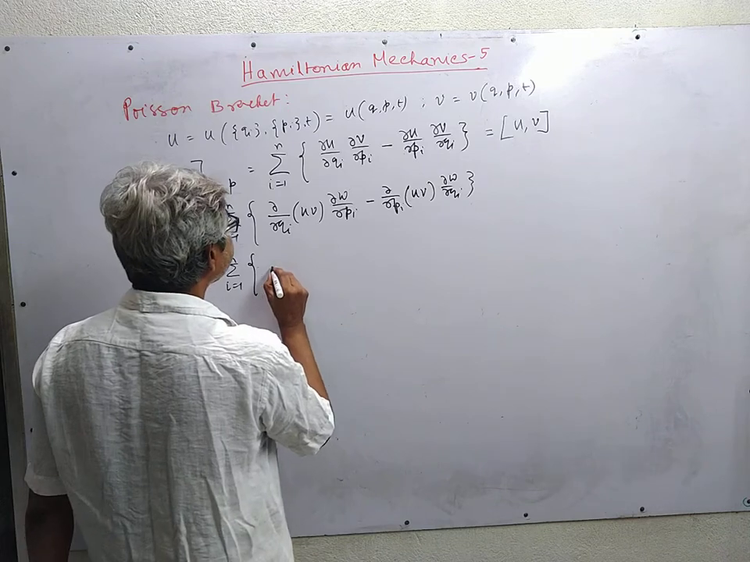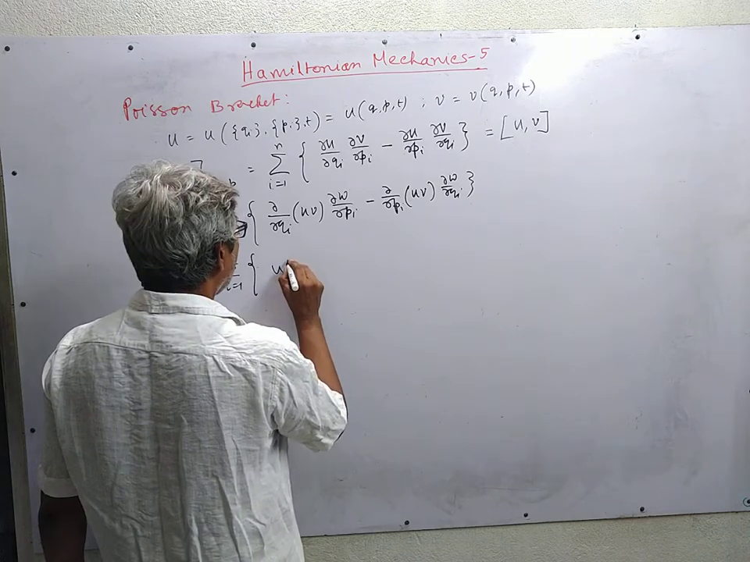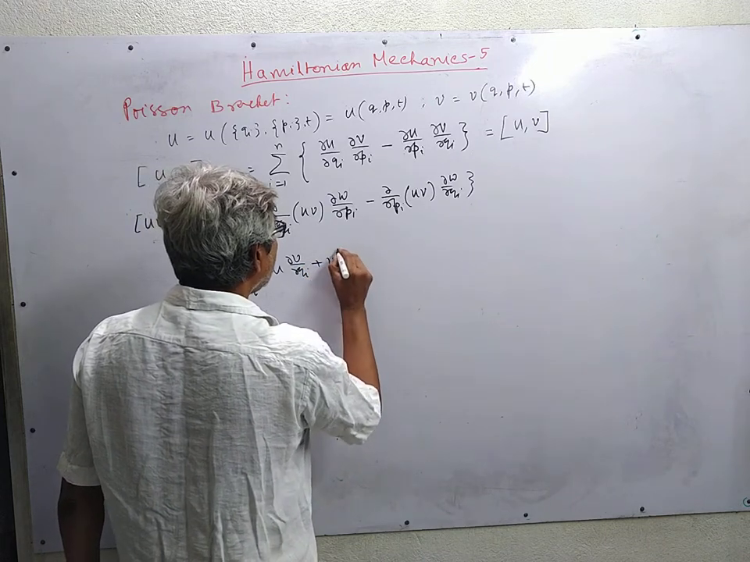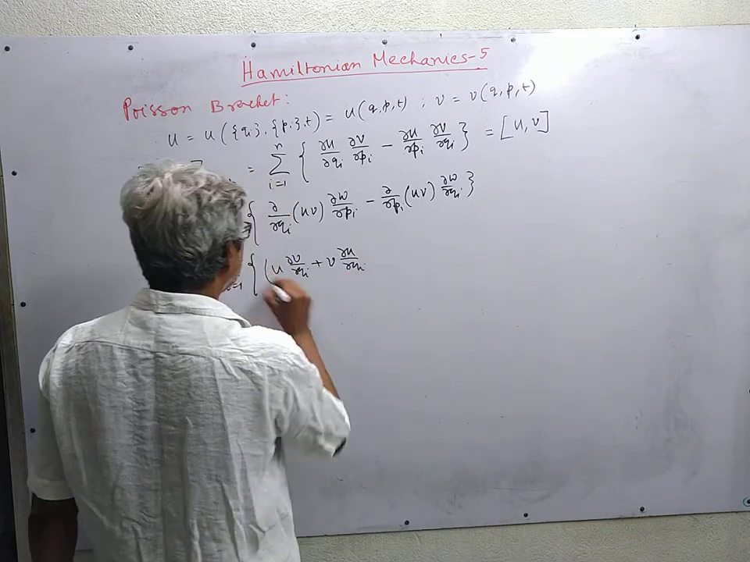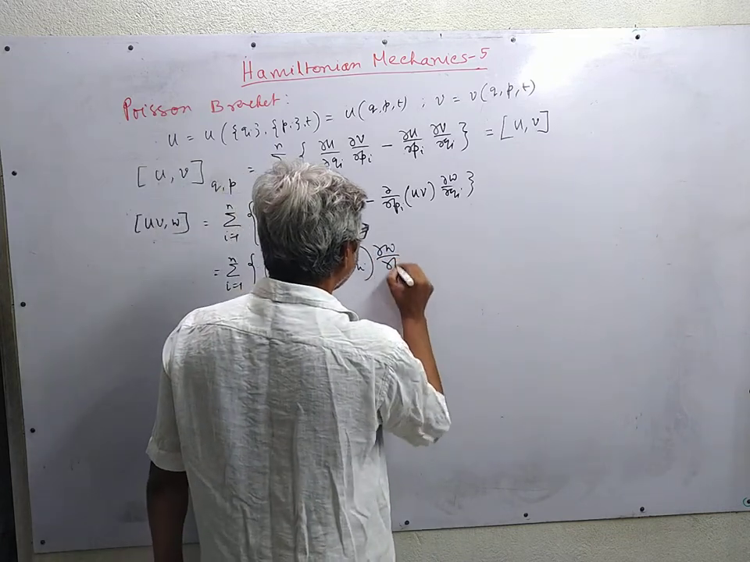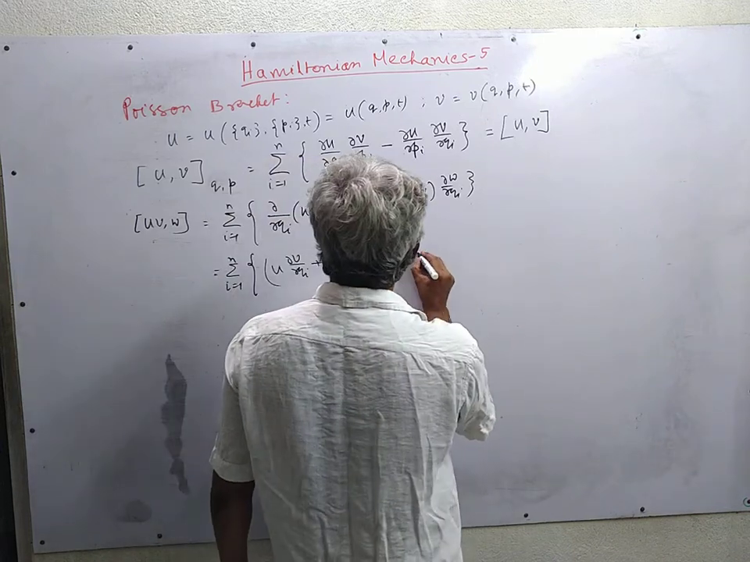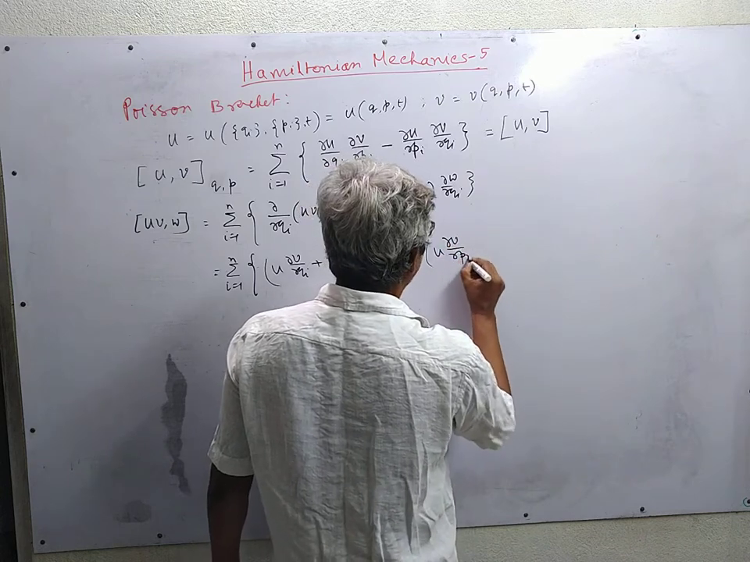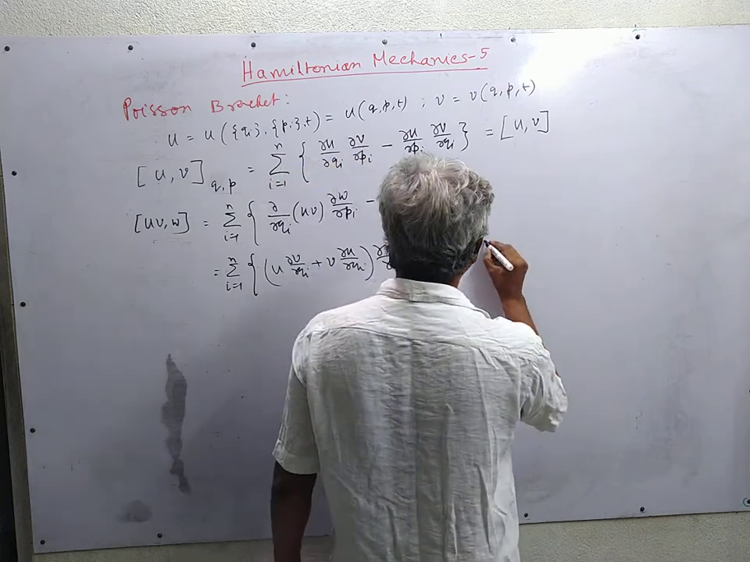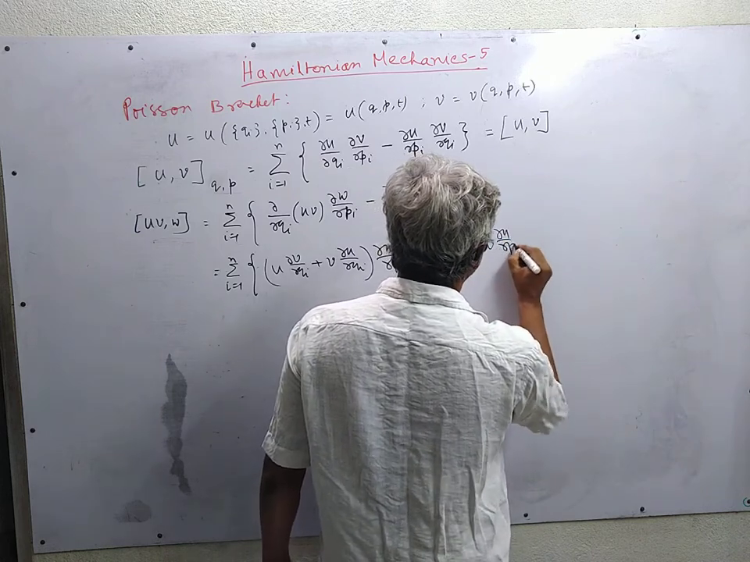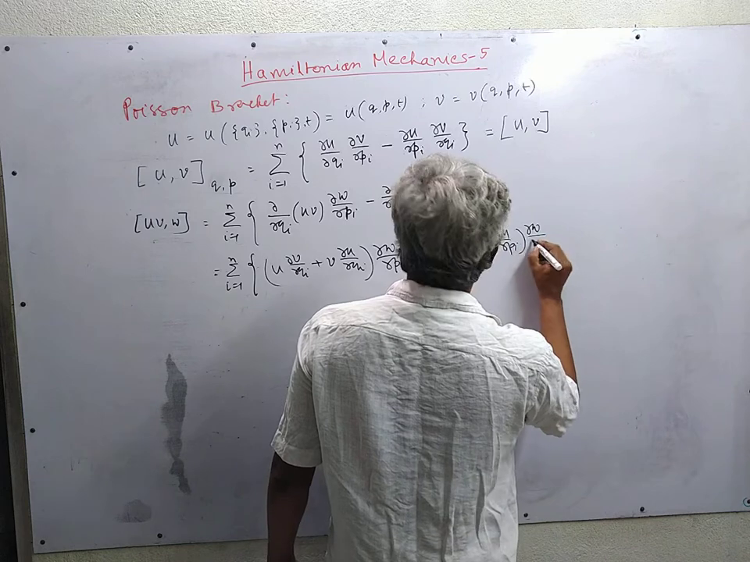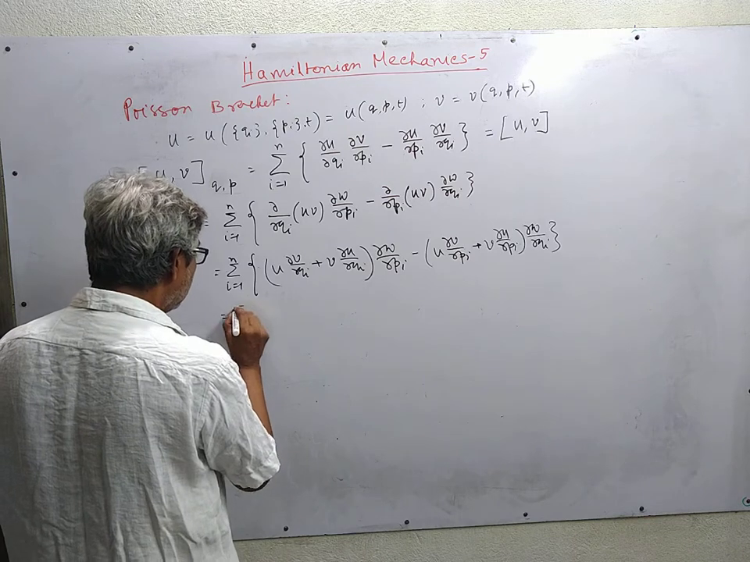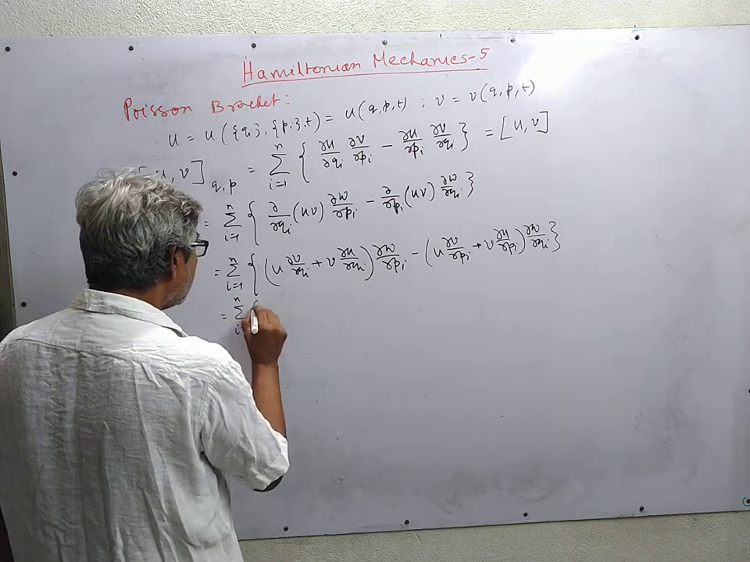This is U del V del Qi plus V del U del Qi. This is the first term, del W del Pi. Then coming to this, U del V del Pi plus the second term is V del U del Pi, del W del Qi. So there are four terms. We couple these, i equal to 1 to n.